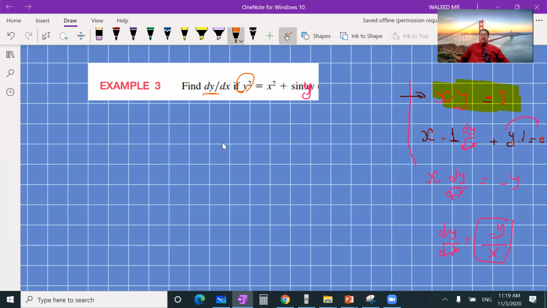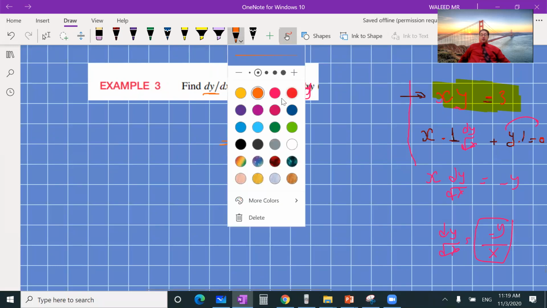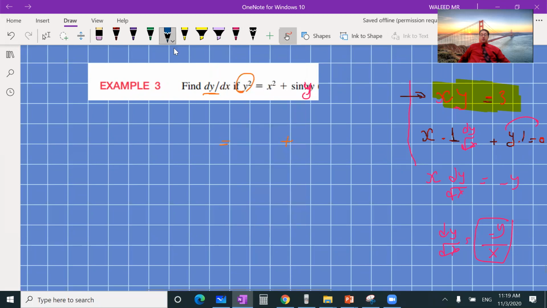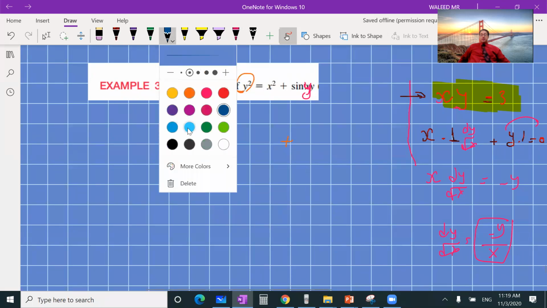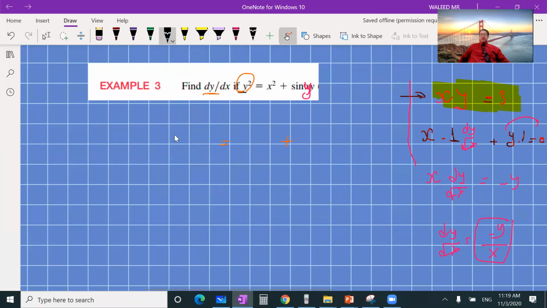The derivative of y squared equals x squared plus sine y. It will be 2y. Derivative y squared is 2y times dy over dx. Derivative x squared is 2x. Derivative sine y is cosine y times dy over dx.